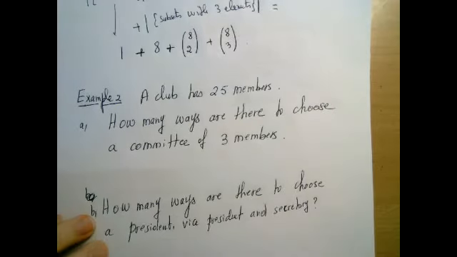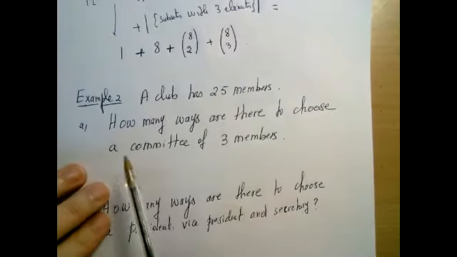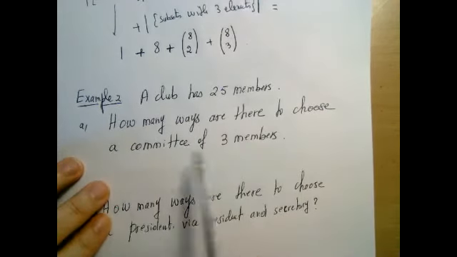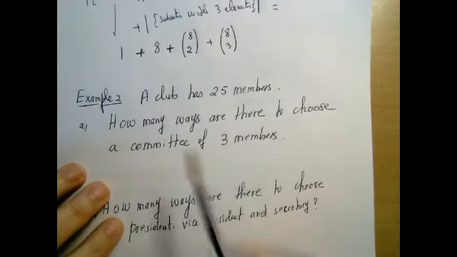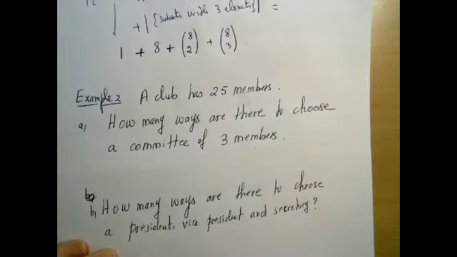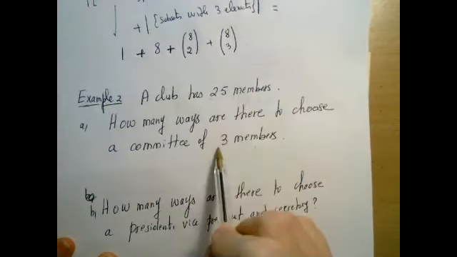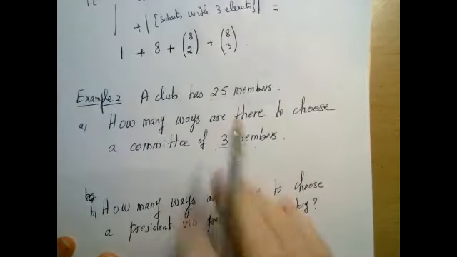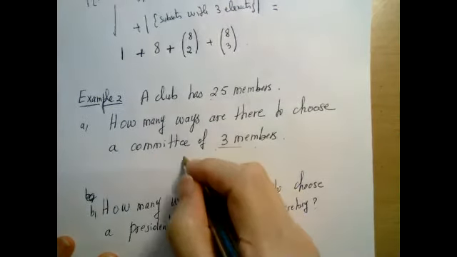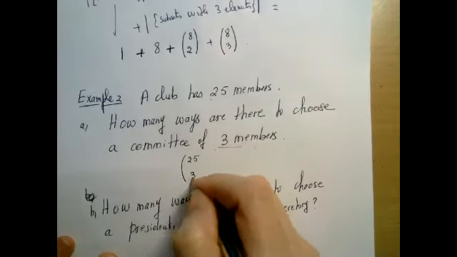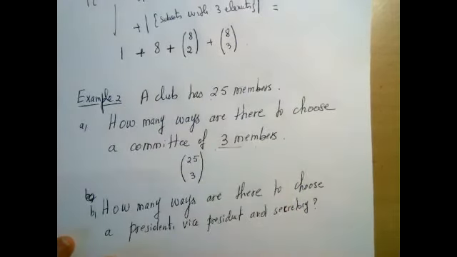All right. A club has 25 members. How many ways are there to choose a committee of 3 distinct members? So again, it's like I have a set of 25. How many ways can I pick 3? I just want to pick 3. So that's exactly, I need to choose 3 people out of a set of 25.